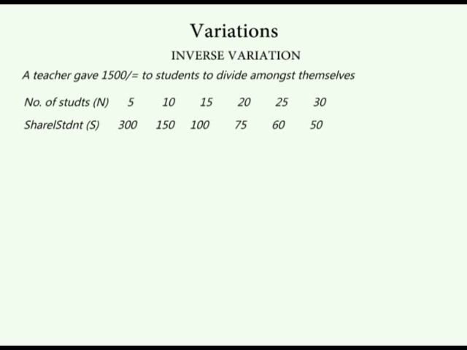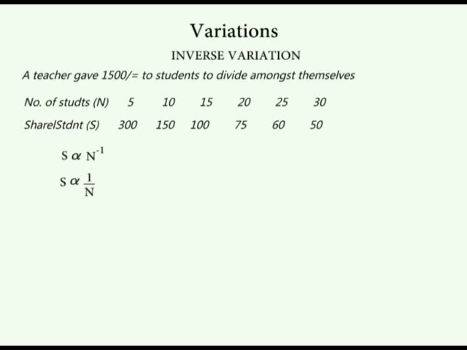In this case, we have 2 variables, the number of students n and the share per person s. As n increases, s decreases. Such variables are said to be inversely proportional. As one increases, the other decreases proportionately. We represent them as s is proportional to the inverse of n, or s is proportional to 1 over n.